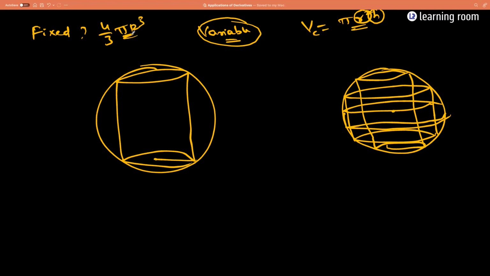That is why in every question there should be a fixed value, because from the fixed value only you will plug in all the values into the variable concepts.